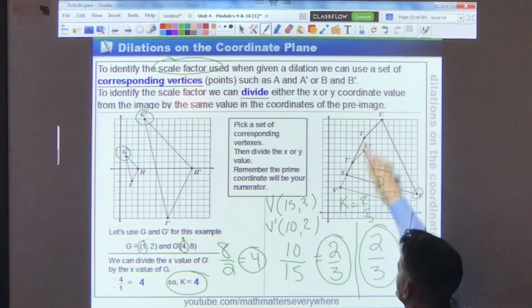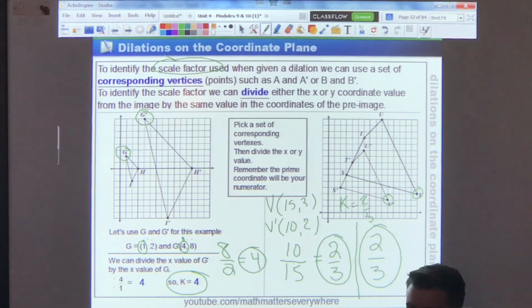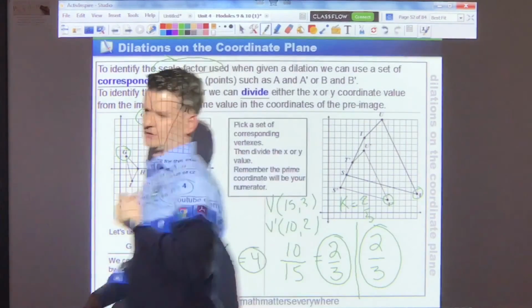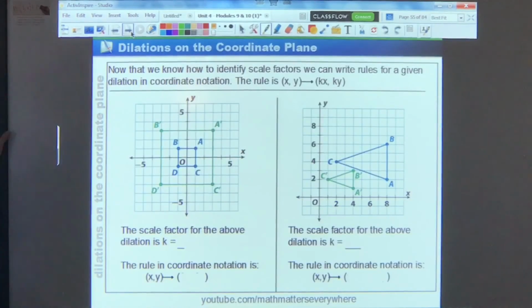If you want to fact check yourself, look. This figure is the original one. The prime one is bigger or smaller? Smaller, which means my scale factor has to be less than 1. This is less than 1, so most likely you are correct. Any questions on this?